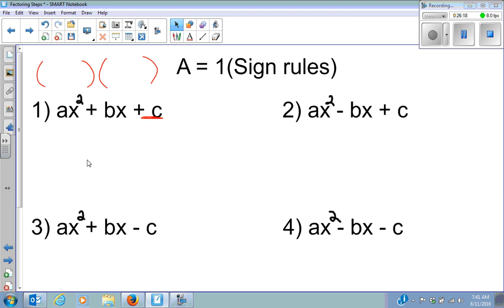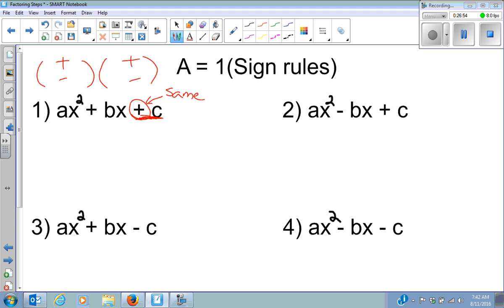I could have a positive and a positive. How do I know that they both have to be positive? Because a positive times a positive ends up positive down here, correct? What else could I have? What's a negative times a negative? It's a positive, right? So when I see this form, this back sign right here, when I see a plus, it tells me I have same signs.